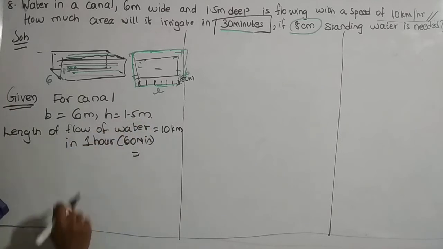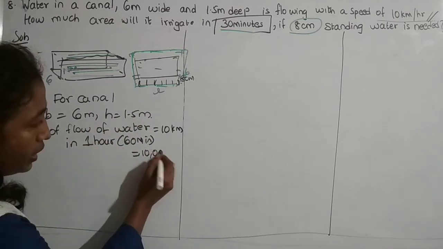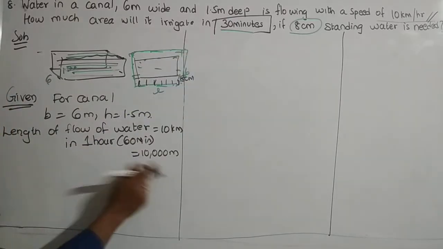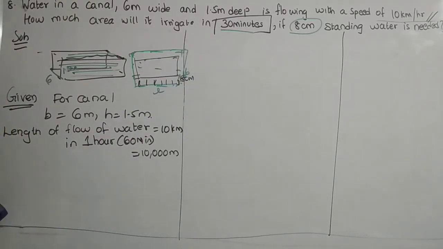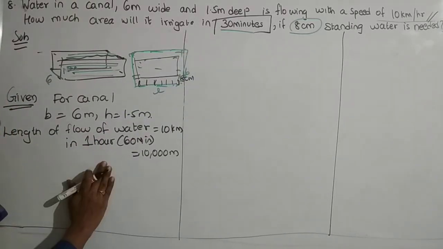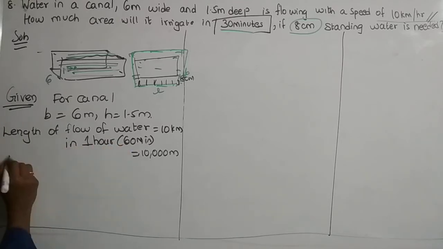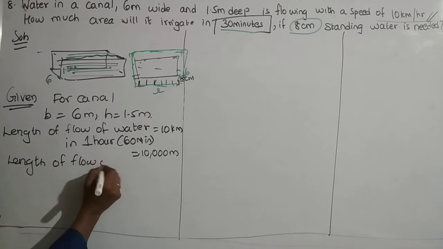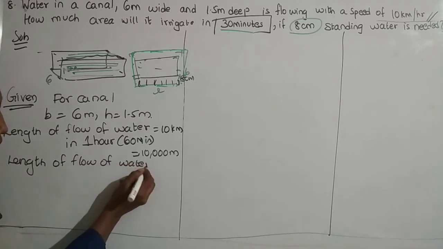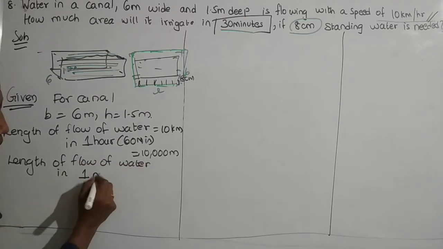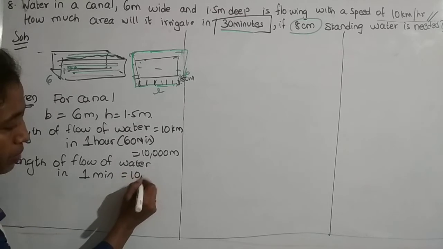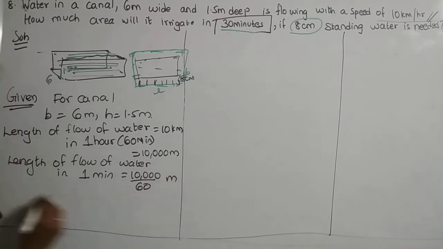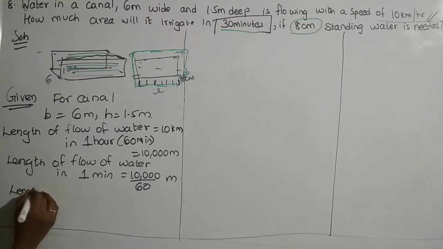Everything is in meter, so we will convert this 10 kilometer to 10,000 meter. This is in 60 minutes. We require it in 30 minutes, so either we can divide by 2 or we can find for 1 minute and then multiply by 30. So for 60 minutes it is 10,000 meter; therefore the length of flow of water for 1 minute is 10,000 divided by 60 meter.